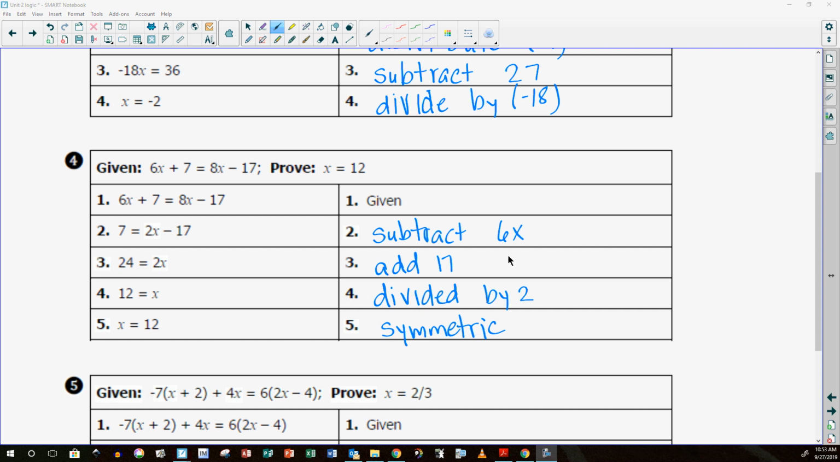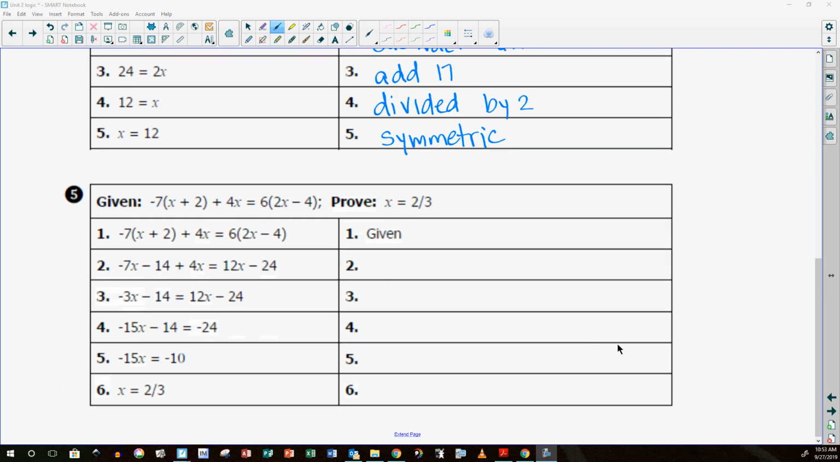All right, this one is a little more lengthy, but same thing. Just look at what's happening from each step and tell me, how did you get there? Okay, so I notice I had parentheses. I don't have parentheses, so I'm going to distribute.